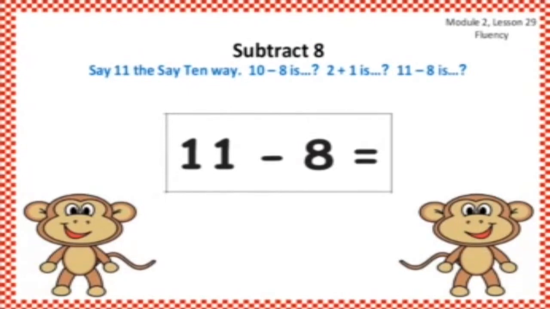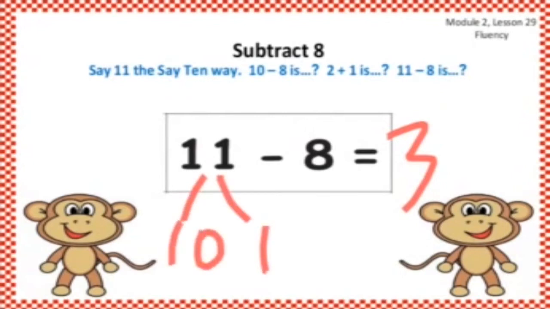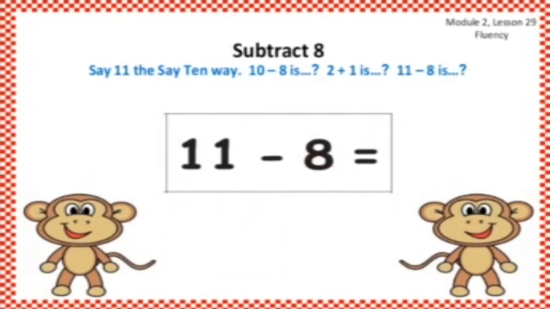Now say 11 is a 10 way, that's 10 1. Now 10 minus 8 is what? 2. The 2 plus the 1 will give me what? 3. Very good. So that means I have my 10 and my 1. 10 minus 8, take away the 8 from 10, I'll be left with 2. 2 plus this 1 will give me what?